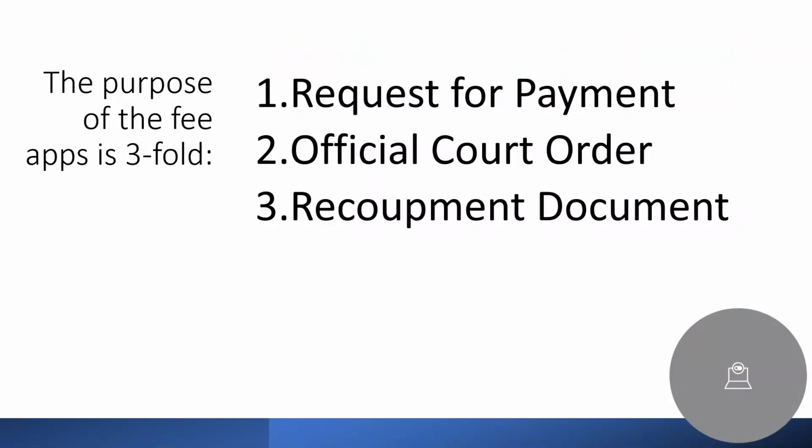The purpose of a FIAP is threefold. 1. The FIAP is a request for payment by the attorney. 2. It is the official court order to pay the attorney once it has been signed by the judge. And 3. It serves as a recoupment document for court-appointed attorneys when there is a plea of any kind or a verdict of guilty. A separate video on recoupment will be shared with you.